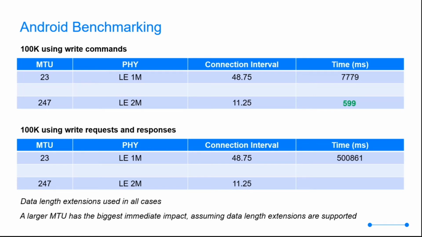Think about user experience there. Now then, I did the same thing, but I used write requests and responses rather than write commands. And as you can see, it took a huge 500 seconds using the defaults, but with some tweaking, I got that down to about 10 seconds. So big improvement there as well. And again, you're going to have to decide whether reliability or speed is your priority.